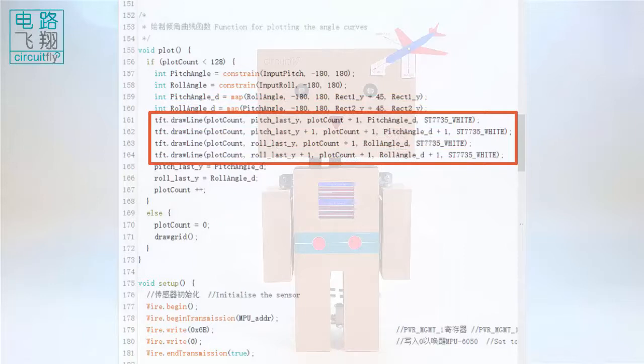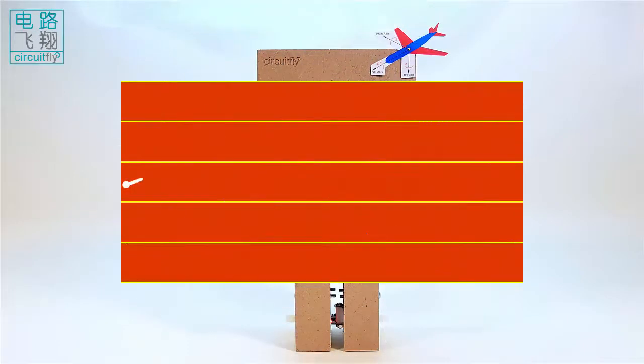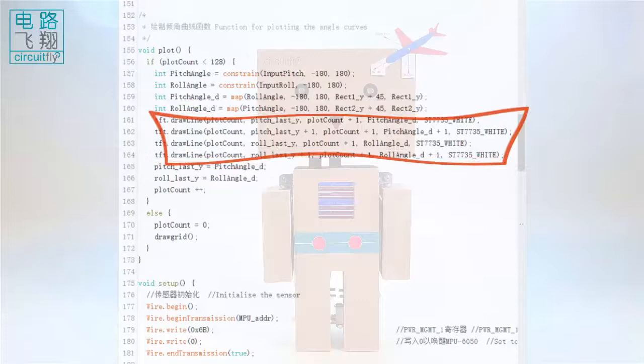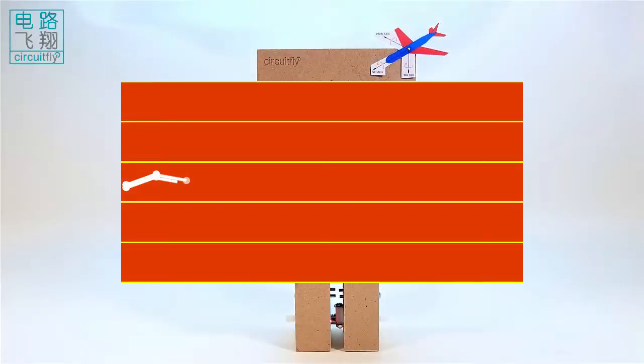The draw line function, with the parameters starting x and y coordinates, ending x and y coordinates, and color, is called to connect the data point in the last sampling to the current sampling. The reason for using four draw line functions is to draw two curves with the identical tendency for both pitch and roll angles with the vertical variation of 1 pixel, which in fact bonds the two curves on the screen.